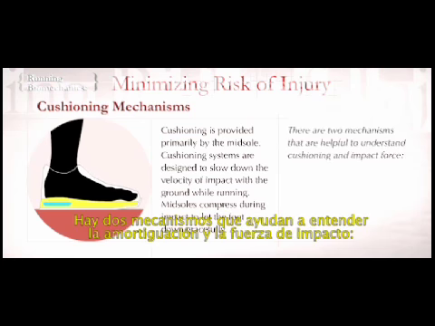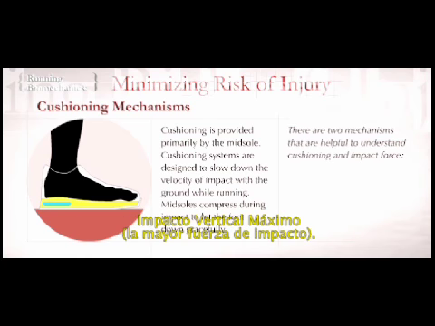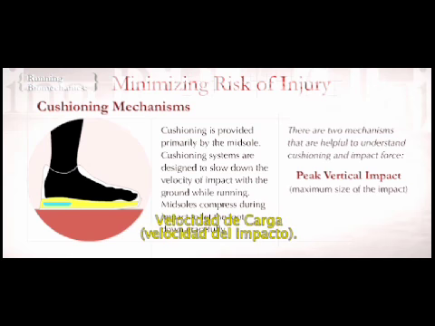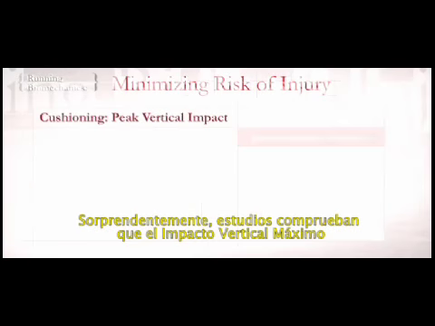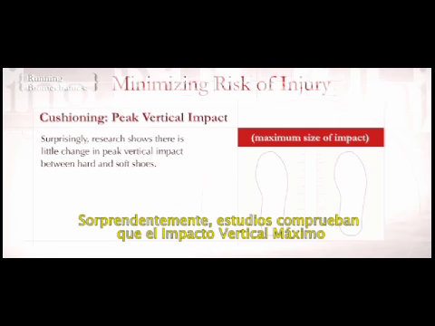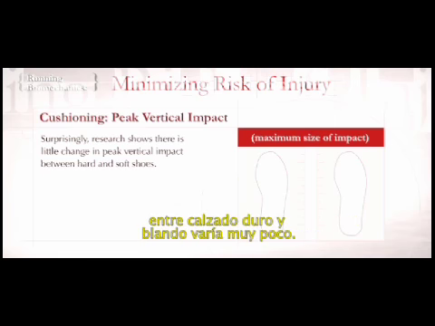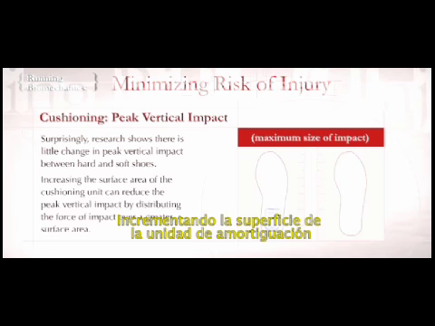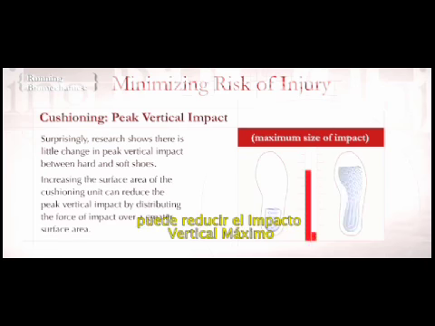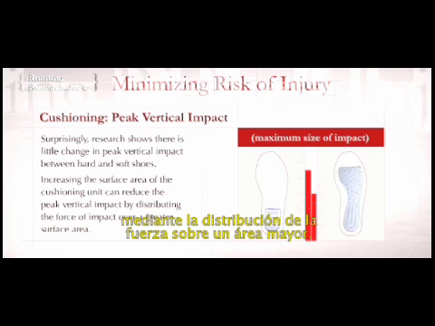There are two mechanisms that are helpful to understand cushioning and impact force: peak vertical impact, the maximum size of the impact, and loading rate, the speed of the impact. Surprisingly, research shows there is little change in peak vertical impact between hard and soft shoes. Increasing the surface area of the cushioning unit can reduce the peak vertical impact by distributing the force of impact over a greater surface area.